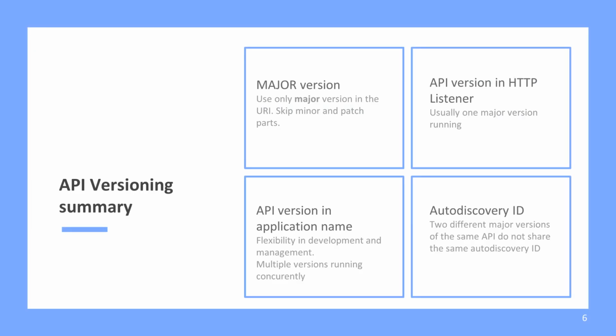It's time for a summary. Remember to use semantic versions for your API. A semantic version consists of major, minor and patch parts. In your URIs, put only the major version, like v1, v2.